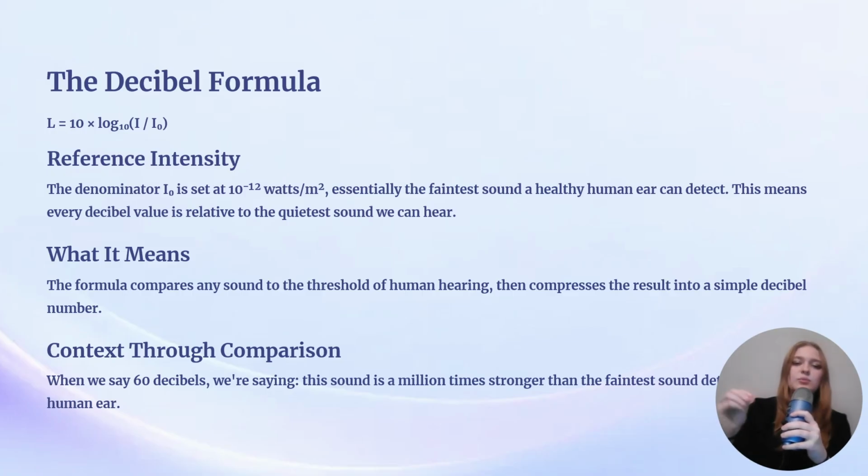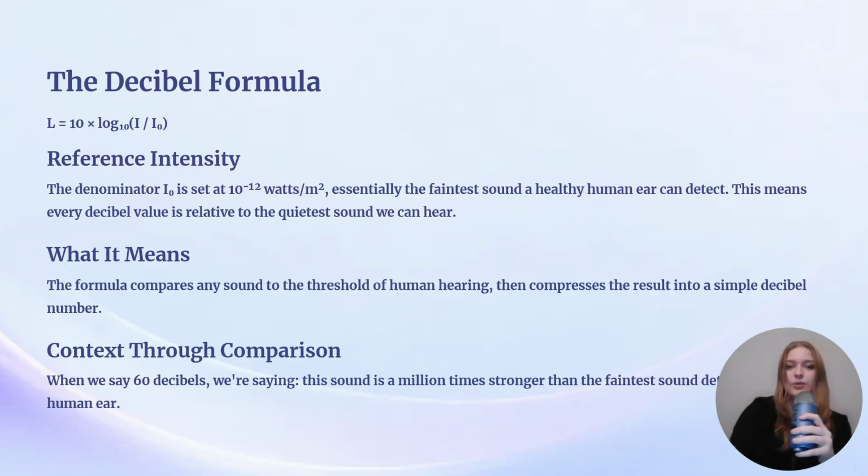So what this formula does is compare any sound to that threshold, then compress the results into a decibel number that's easier to understand. Notice that the formula gives us a number, and that number gives us context. So every decibel value is relative to the quietest sound we can hear. That means when we say 60 decibels, we're really saying this sound is a million times stronger than the faintest sound detectable by the human ear.